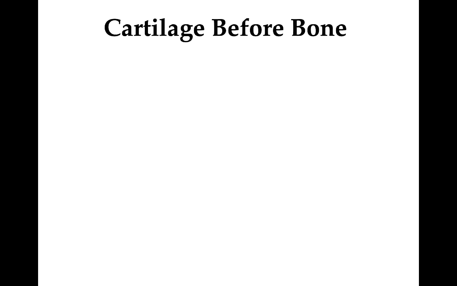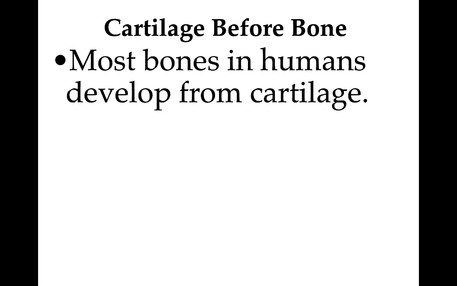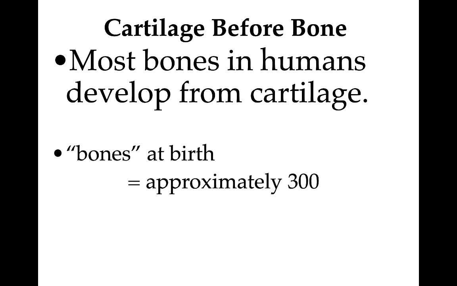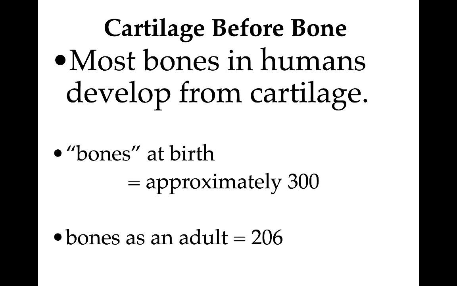Okay, the first thing to know is that before bone is made of bone, it's actually made of cartilage. So when you are developing in your mother's womb, all of your bones start as cartilage first. And then, as you develop, those bones are calcified and turn from cartilage into bone. So at birth you have approximately 300 quote-unquote bones, but as you grow, those bones are going to calcify and they're going to combine and fuse together. So as an adult, you're going to have 206.